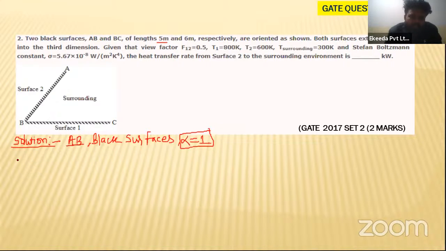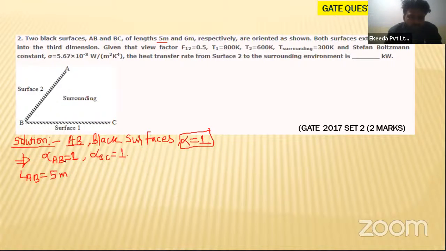So alpha AB will be equal to 1. Although you should know alpha AB is equal to 1. Similarly, alpha BC for the surface BC will be equal to 1. Okay, no issue. Now, what is the length given for this particular surface? So the length of AB is given to be how much? 5 meter.